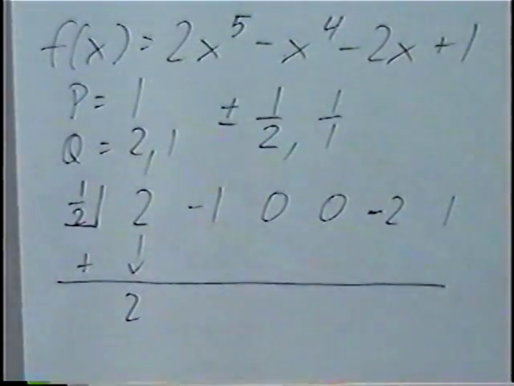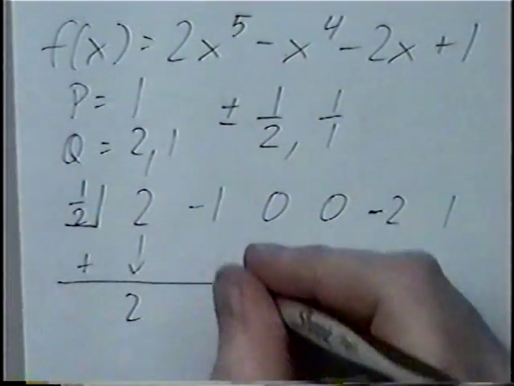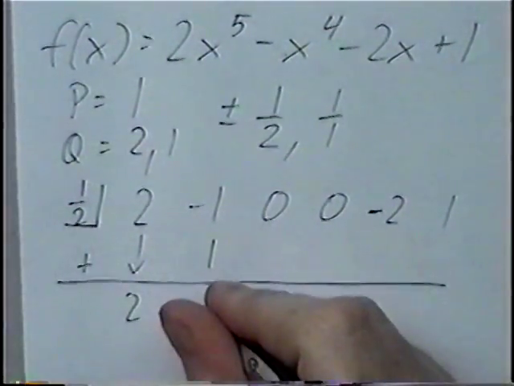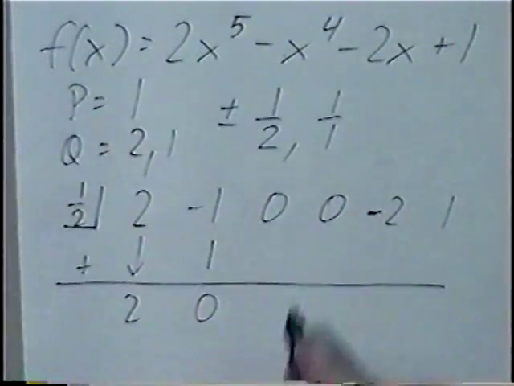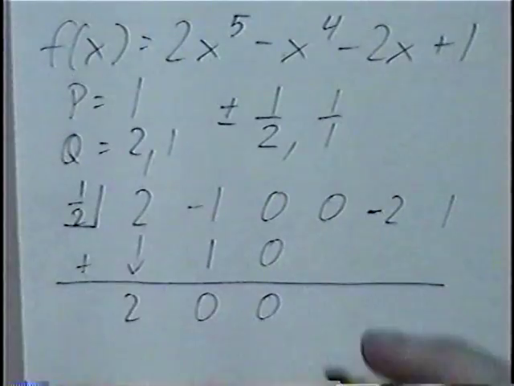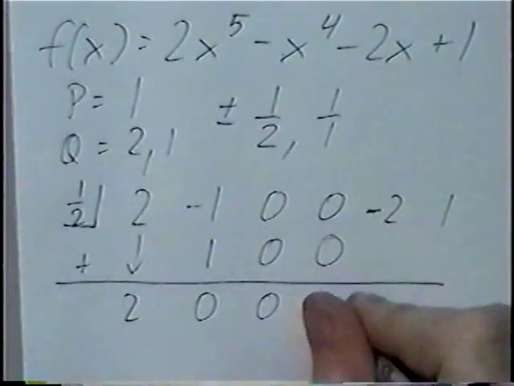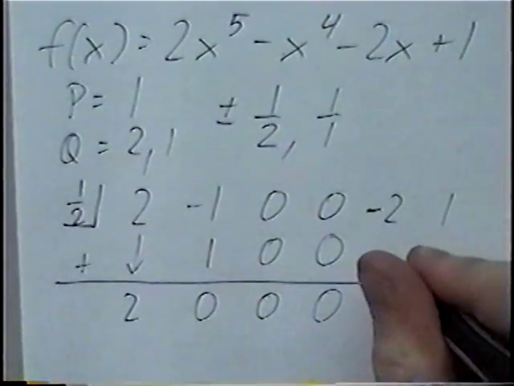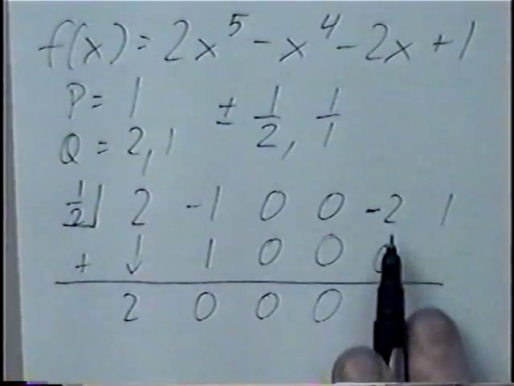Dividing, we can drop the 2 down, and multiply by 1/2 each time. 2 times 1/2 would be 1. Adding straight down would be 0. Multiplying by half would be 0. Adding is 0. Multiplying again and adding is still 0. Multiplying by half is 0.